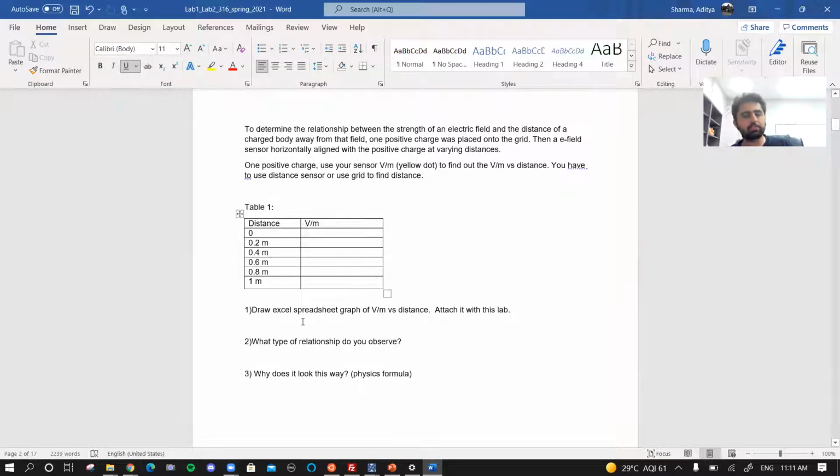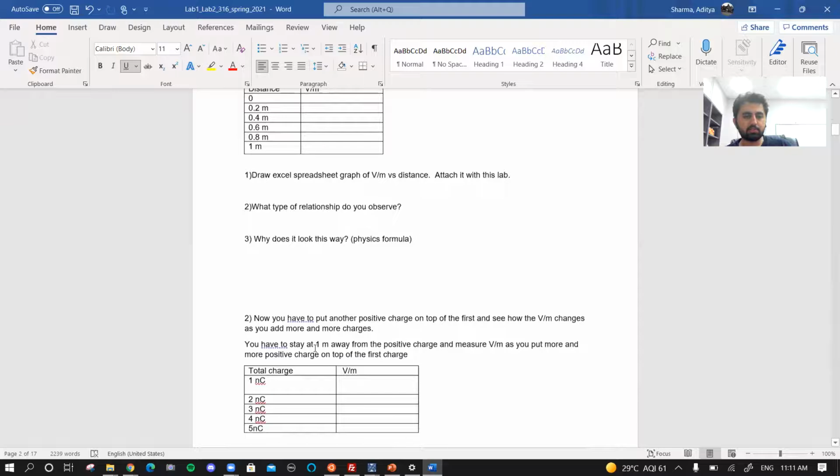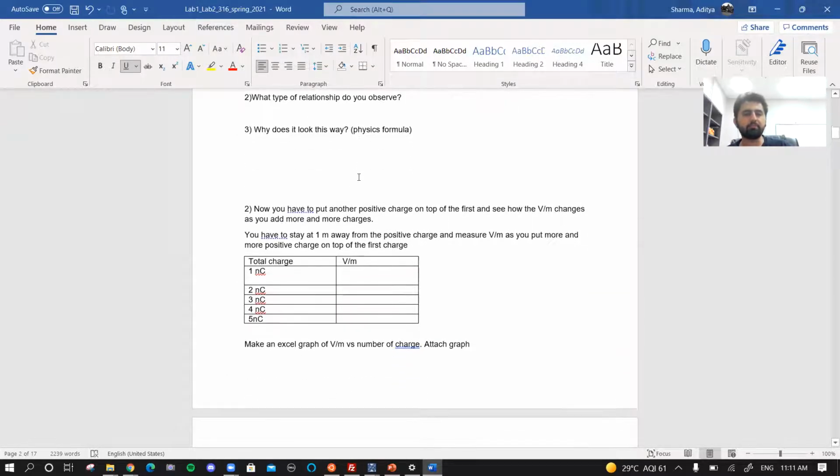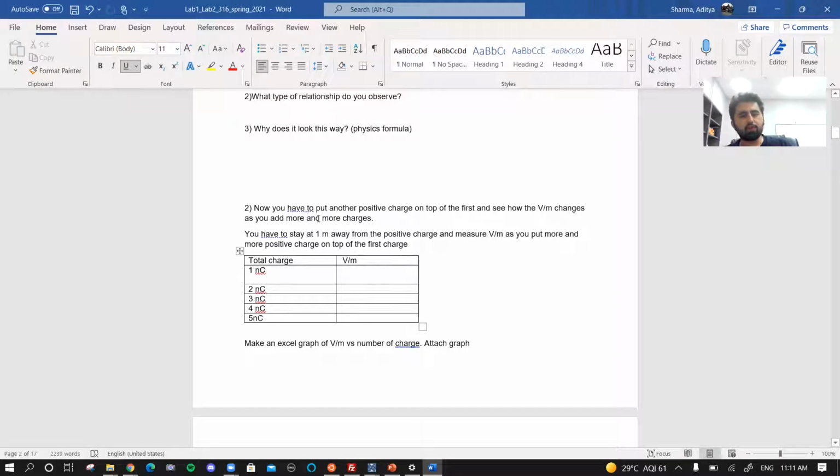And then it says draw an Excel spreadsheet graph of V over m versus distance. Answer these questions. Why does it look this way? Is there any equation you know that says that? Again, now you have to put another positive charge on top. So you take two positive charges on top of each other, do the same thing.